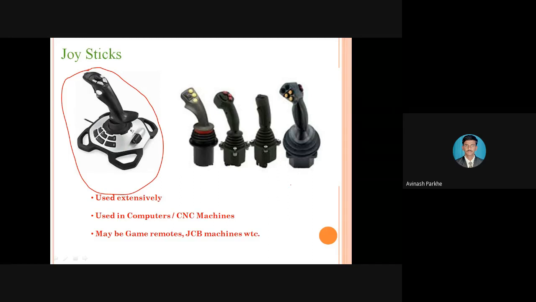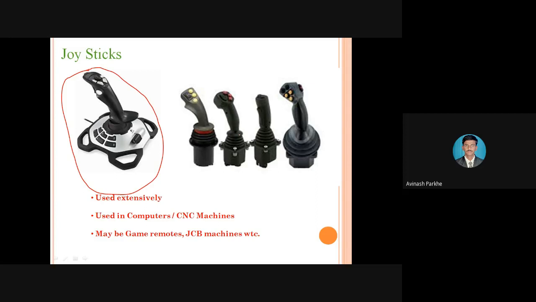Or also we can take the example of a game. Small children are playing games on computers or on small display boards. While playing such a game, some remote controls are available with them. That remote control is also one type of joystick. Such types of joysticks are also provided in various types of material handling equipment.